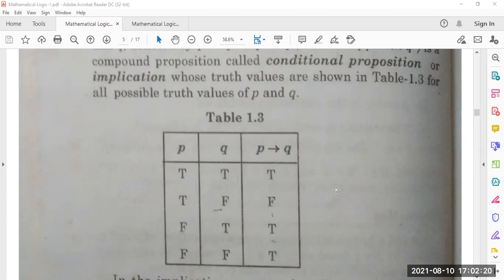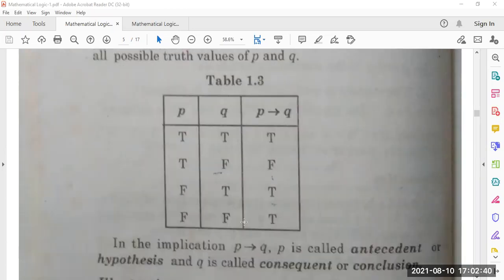Here the implications are given. Both true, then true. Both false, then also true. True implies false is false, but false implies true is true. So you have to remember this implication symbol and the truth table of the implication.